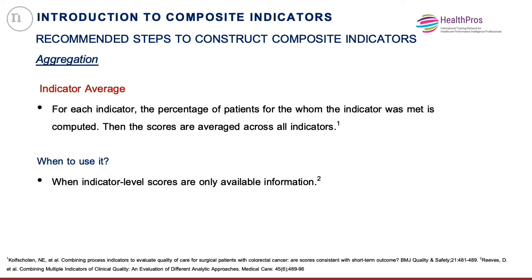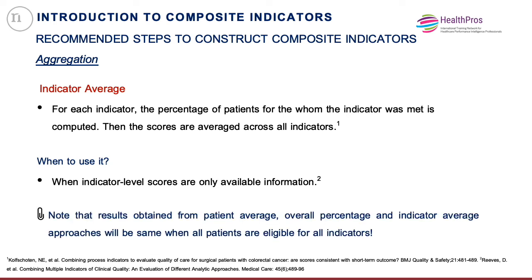In indicator average, composite scores are calculated on indicator level. For each indicator, the percentage of patients for whom the indicator was met is computed, and then the scores are averaged across all indicators. This approach is preferred when indicator level scores are the only available information. And the composite scores obtained by using these 3 approaches that I've just mentioned will be the same if all patients are eligible for all indicators.